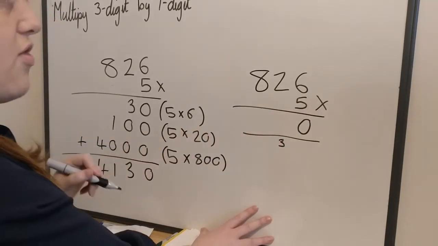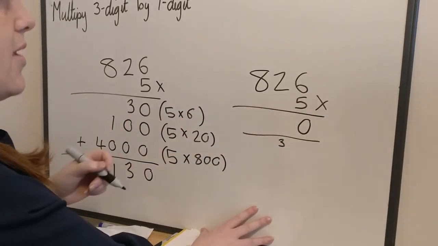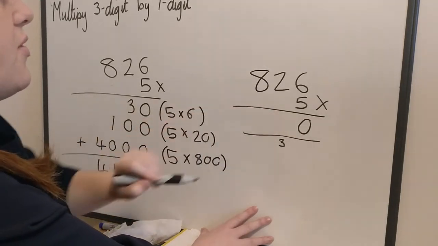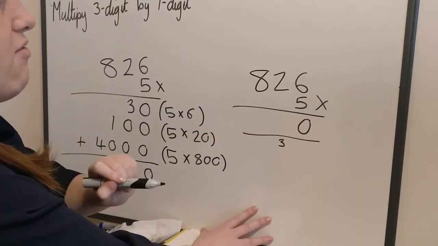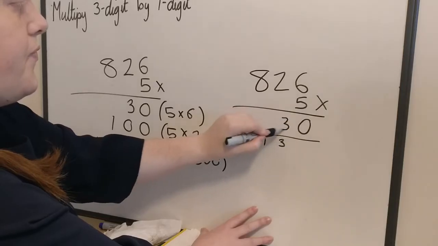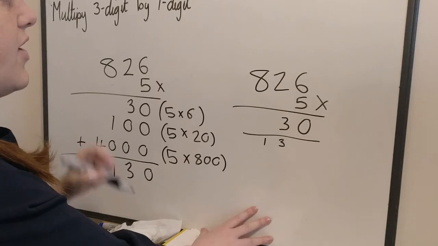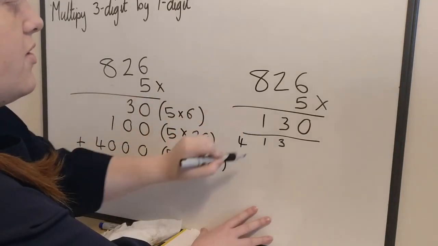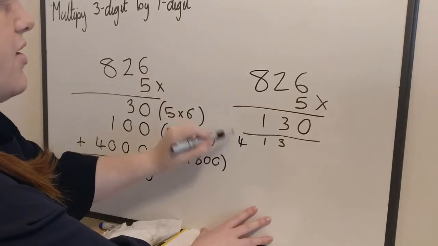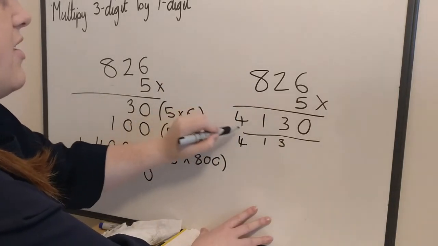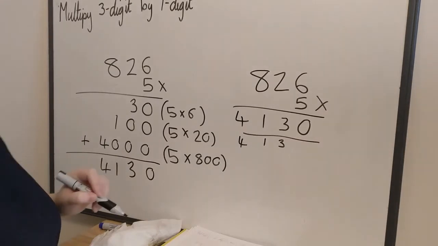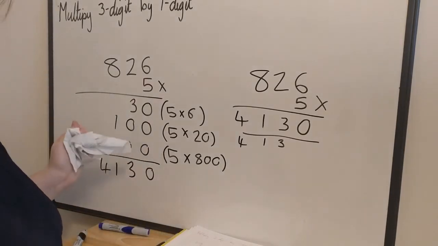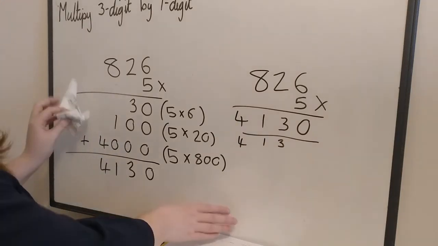So I've carried the 3 over because we can't squish both digits in the same box. Next, 5 times 2 is 10, but we've got to add the 3, 13. 8 times 5 is 40, but we've got to add the 1. That'd be 41. And we've got nothing left to multiply, so we've just got this 4 that we've carried. 4,130. Okay, let's look at one more example, and then I want you to have a go at the questions.